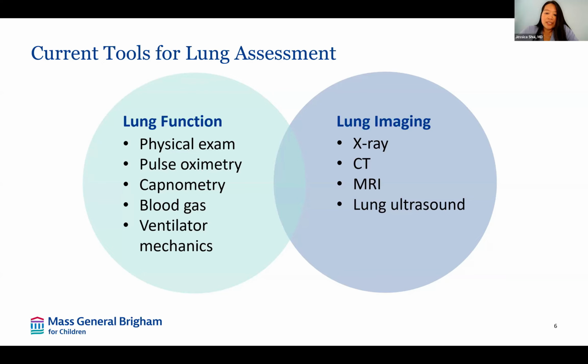Lung ultrasound is coming up and getting more popularized in the US, but that requires a technician to perform it, and it doesn't provide a continuous report that is not operator dependent. So I want to talk about EIT, which can give some information about the lung imaging as well as comment on the lung function in different ways than the tools that we currently have.